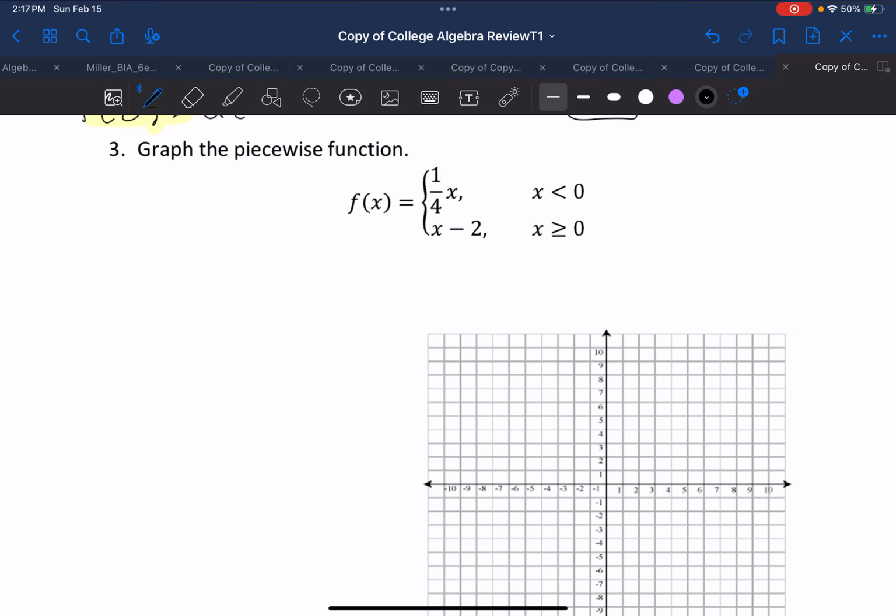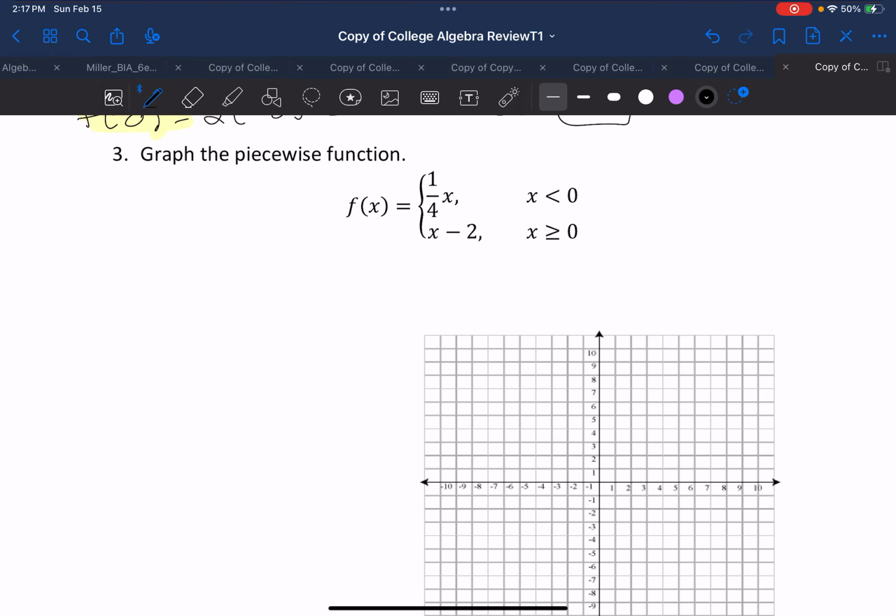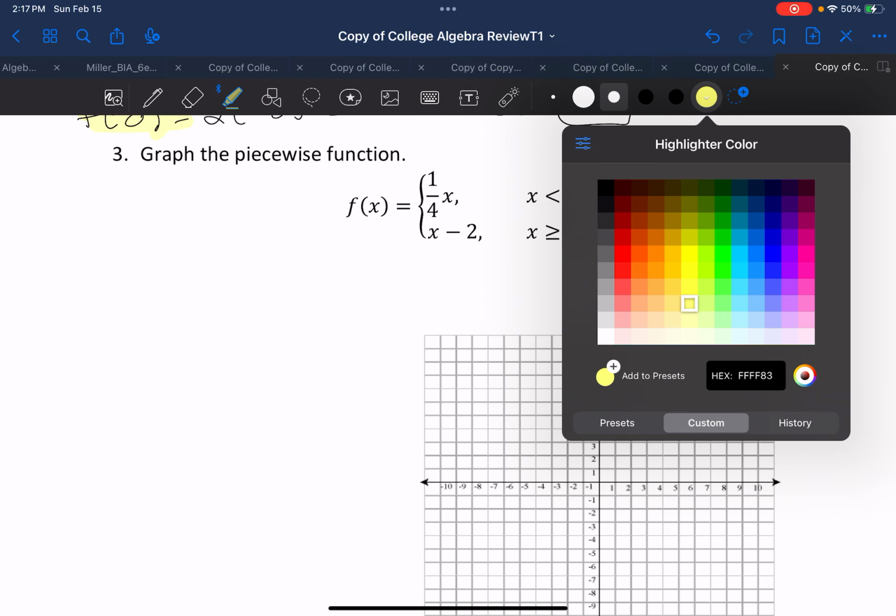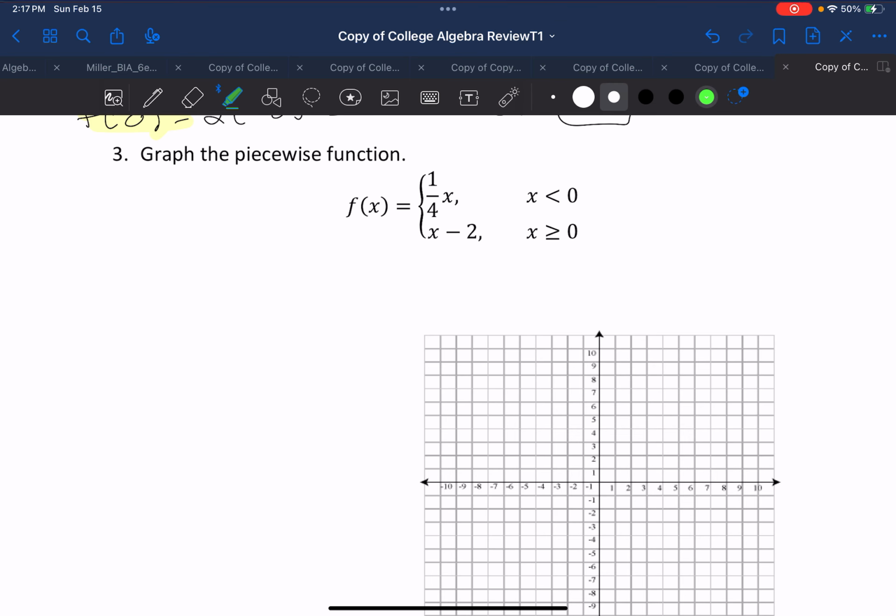Okay, the next one's going to ask us to graph a piecewise function. So remember, piecewise functions are broken up into pieces. So I'm going to graph each piece separately. I'm going to start with the first piece. I'll break this up like this. So this will be my line 1, because both of these are lines.